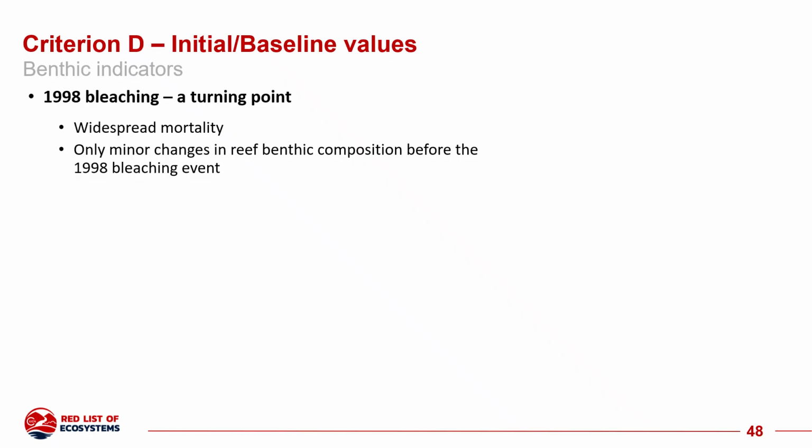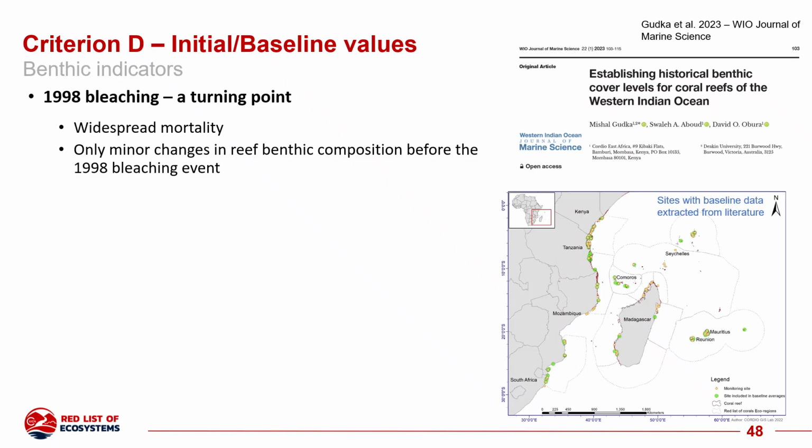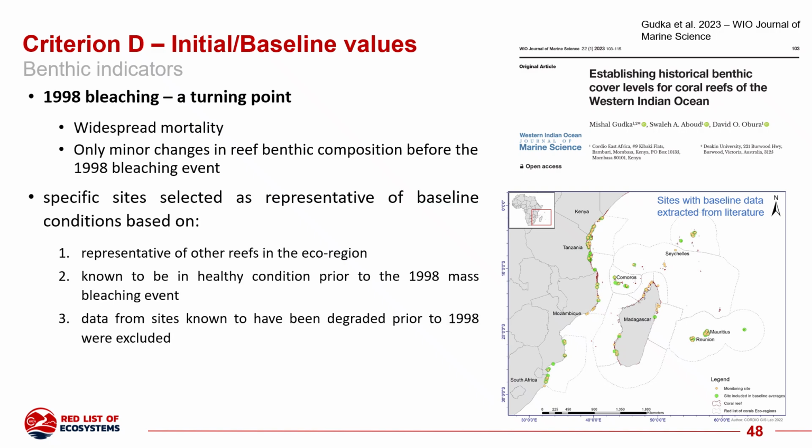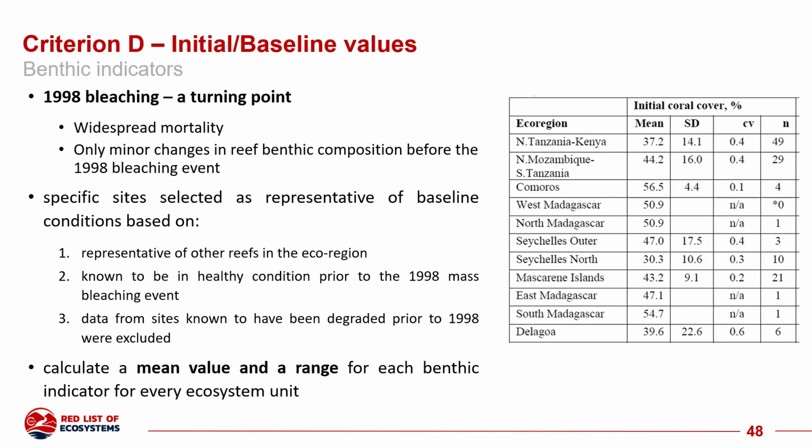The team undertook a literature review, compiling data from some of the earliest reef surveys in the region, typically from the 1980s and 1990s. They then selected reef sites known to be healthy prior to 1998 and representative of wider reef conditions in each ecoregion or unit of assessment. Using these pre-1998 data on live coral cover and algae cover, they calculated a mean value and a range for each benthic indicator for every ecosystem unit.